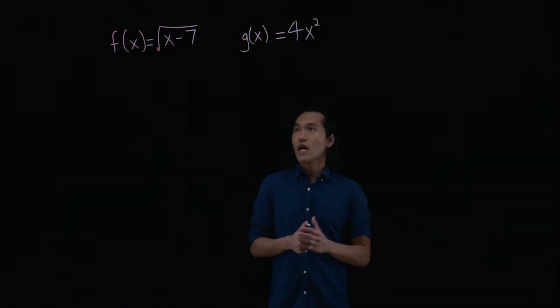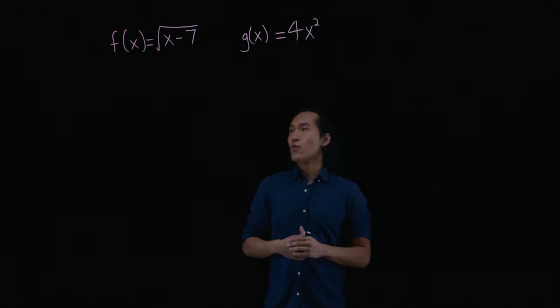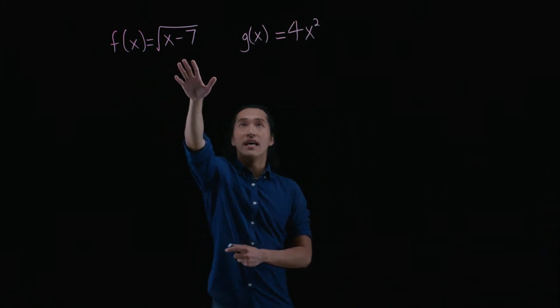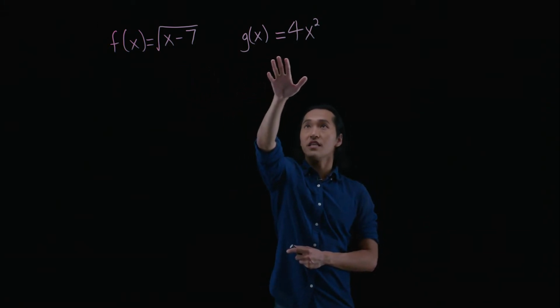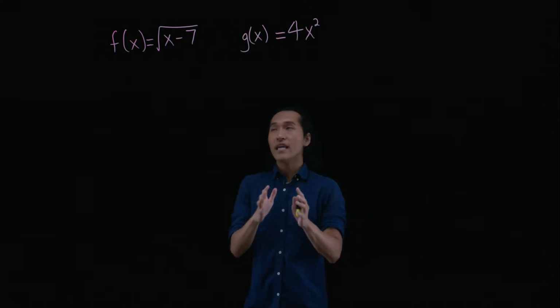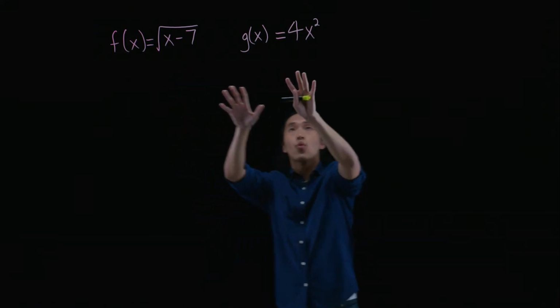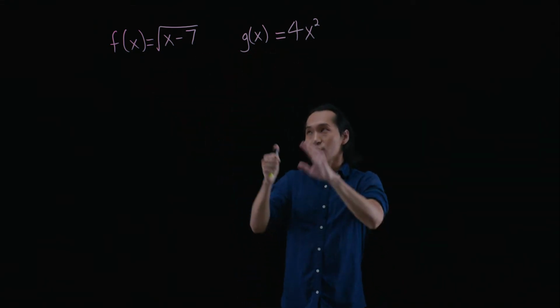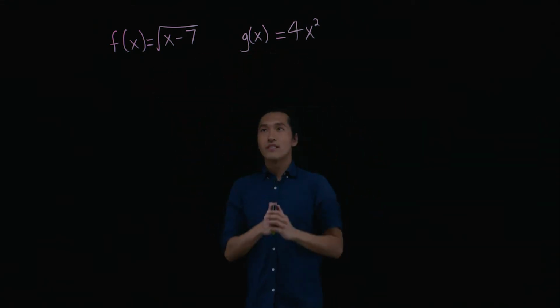Hi, I'm David. So for this problem, we're given two functions. One is f of x is equal to the square root of x minus 7, and the other one is g of x is equal to 4x squared. And they're asking us to find the domain of both of these functions as well as the domain for f of g of x. So let's break this into pieces and go one step at a time.